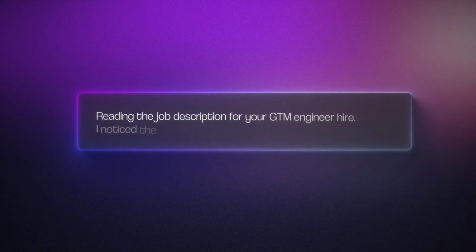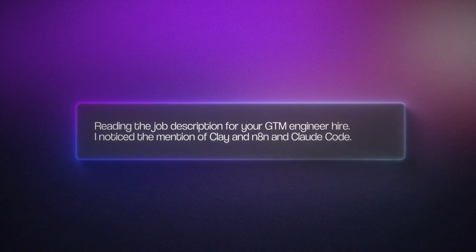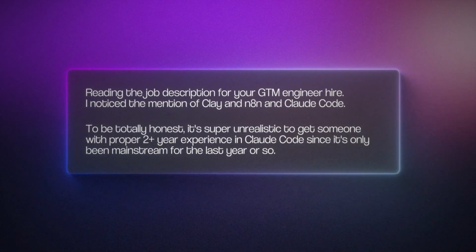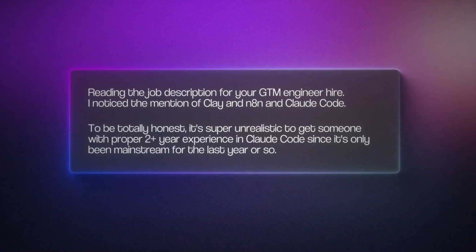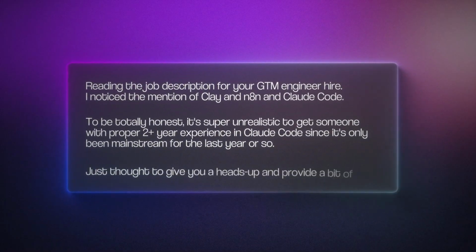And by the way, I do have a guide with over 130 different sales triggers and how you could phrase messaging based on those triggers. So for example, if the company is hiring within their sales team, you could say something like, "Reading the job description for your GTM engineer hire, I noticed the mention of Clay and n8n and Claude Code. To be totally honest, it's super unrealistic to get someone with proper 2+ years of experience in Claude Code since it's only been mainstream for the last year or so. Just thought I'd give you a heads up and provide a bit of value."